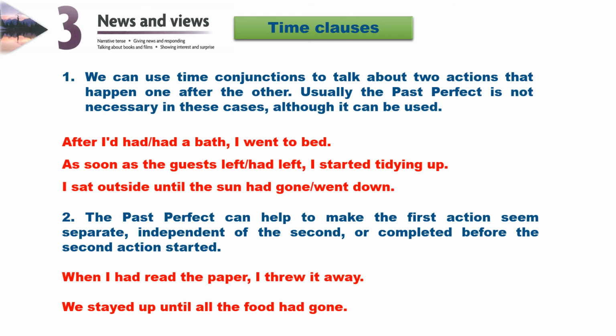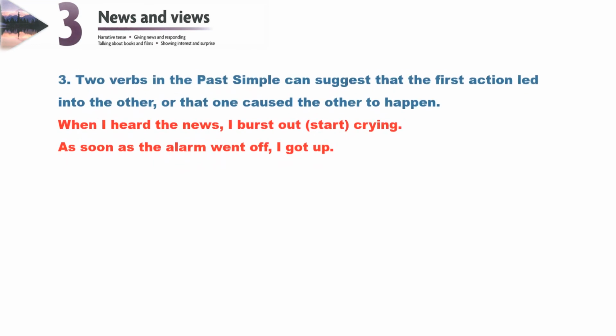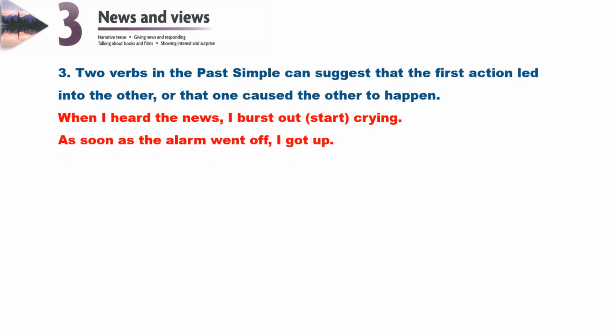We stayed up until all the food had gone. So we stayed up, this is the first one, until the food had gone. This is the second one. Look at the two actions, they look separate, or they are not dependent on each other. Another example of using the time clauses is when two verbs in the past simple can suggest that the first action led into the other, or that one caused the other to happen.